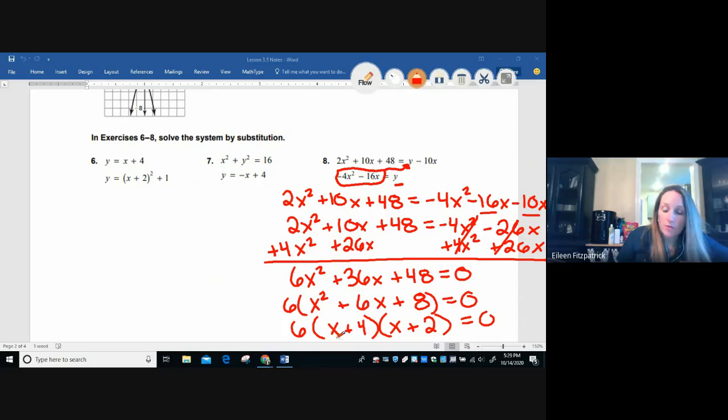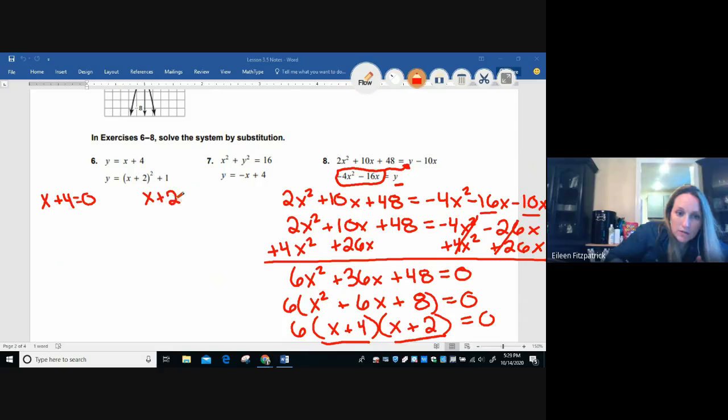Now you're going to use the zero product property. You're going to set the factors that involve an x, these two factors here, equal to 0. You don't set your GCF equal to 0 because there is no x. It wouldn't make sense to say 6 is equal to 0. That's not true. So you can't do that. But you're going to have x plus 4 equals 0 and x plus 2 equals 0. Subtract 4, so x equals -4. Subtract 2, so x equals -2.